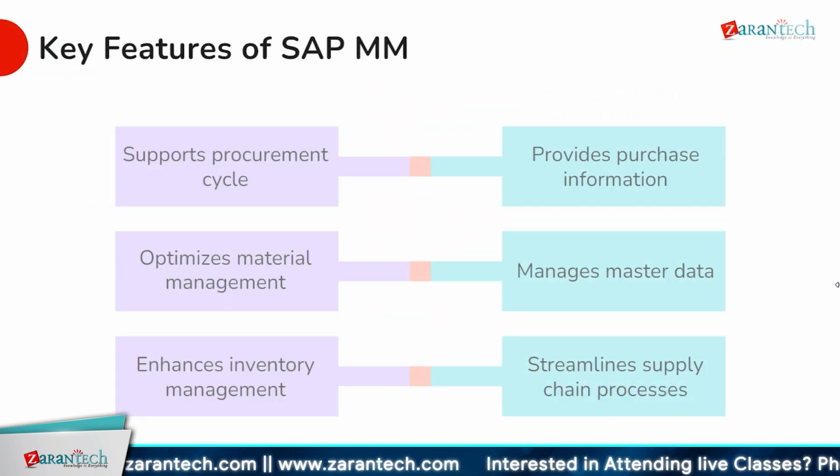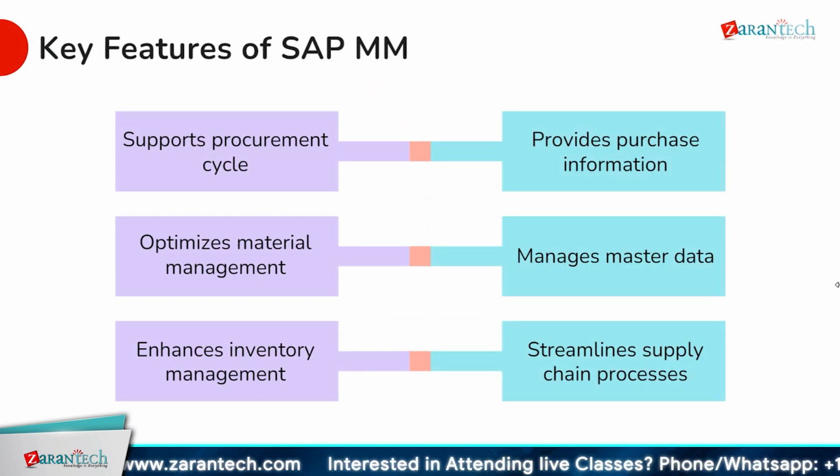Now, let us explore the key features of SAP MM. SAP MM offers a comprehensive set of features to support the entire procurement cycle. It provides functionality for managing purchase requisitions, purchase orders, and goods receipt, ensuring a smooth and controlled procurement process. SAP MM offers detailed purchase information, including vendor performance, price history, and lead times, enabling informed decision making.